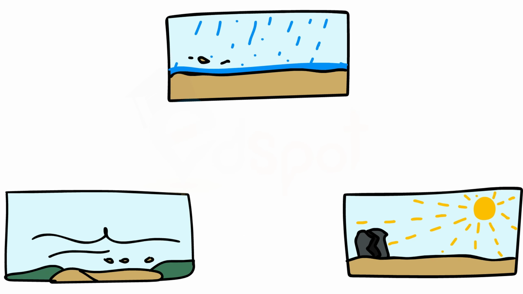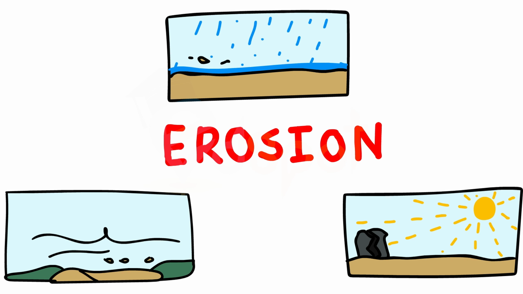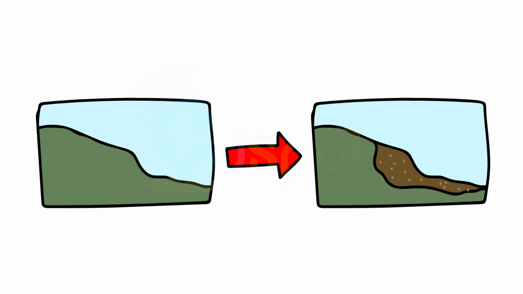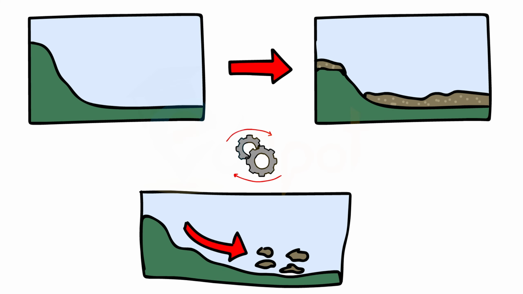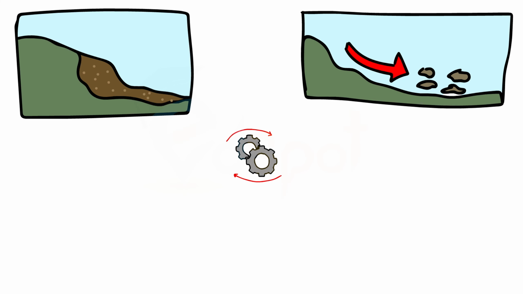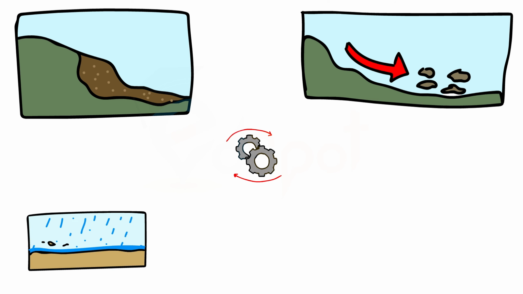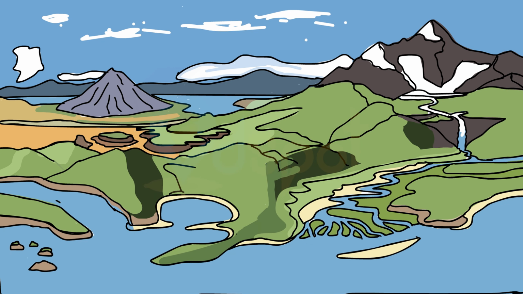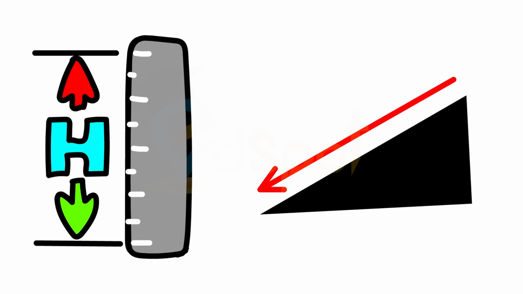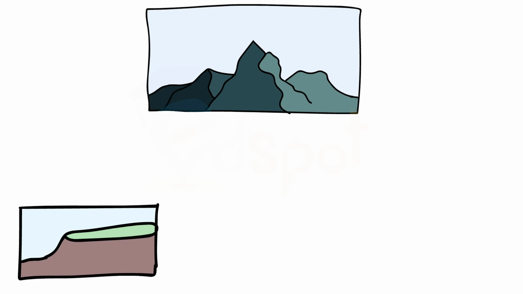The wearing away of the Earth's surface is called erosion. The surface is being lowered by the process of erosion and rebuilt by the process of deposition. These two processes are carried out by running water, ice, and wind. Broadly, we can group different landforms depending on elevation and slope as mountains, plateaus, and plains.